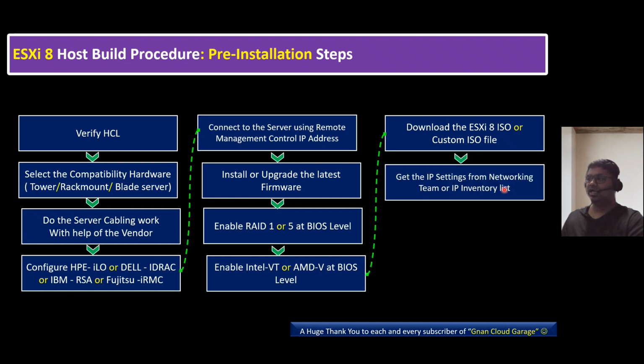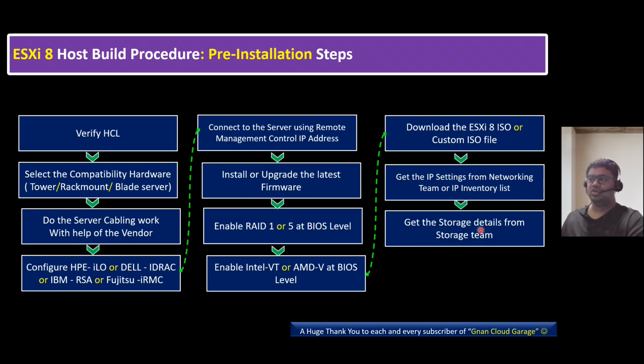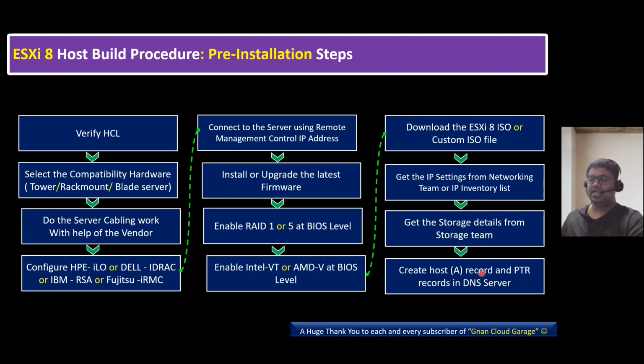Another point is getting IP settings from the network team or IP inventory list. Normally, every company has some standard policies to get free IPs. So based on your organization's policy, we can get the IP address. Currently, a normal procedure is either the network team or a standard inventory list, from which you can find the IP address. Get the storage details from the storage team, and finally create a host record and pointer record in the DNS server. This point we already created.